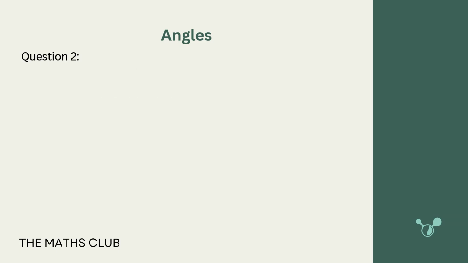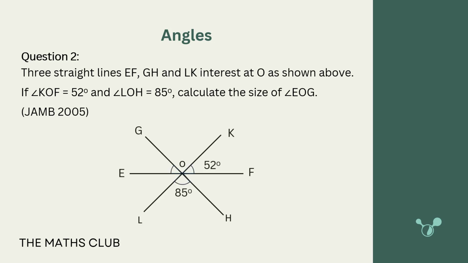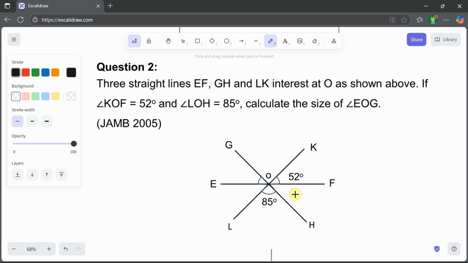Great. Question 2 now says that three straight lines EF, GH, and LK intersect at O, as shown below. If angle KOF is 52 degrees and LOH is 85 degrees, find the value of EOG. Pause the video and try this out yourself. So when I see this question, the first thing I see is this X. And if this angle is 85 degrees, this one is also 85 degrees. Why?